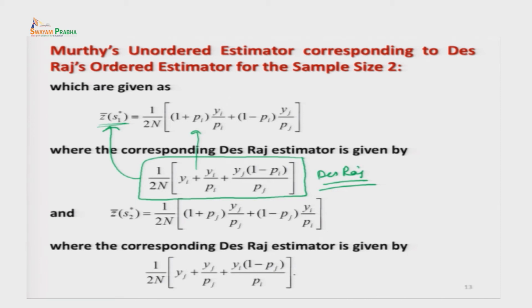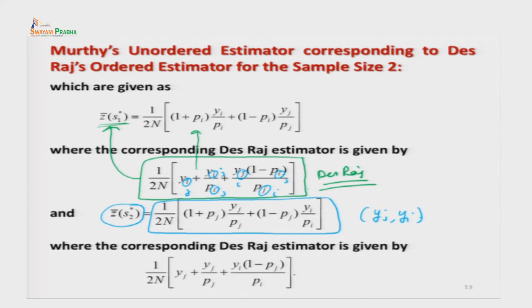And similarly, when I replace yi by yj and j by i, then I will have one more estimator which is based on yj, yi, which is your S2 star. So I simply have to replace this, and I will get this form, which is the Des Raj estimator when we consider yj, yi.